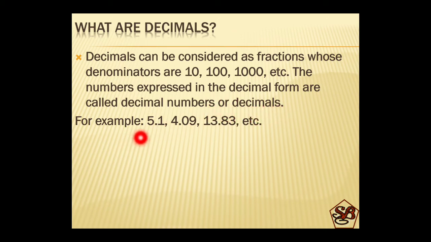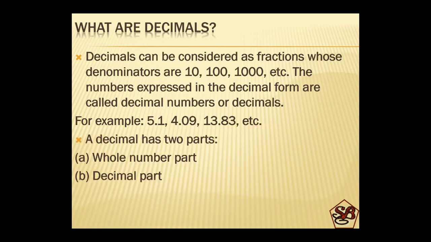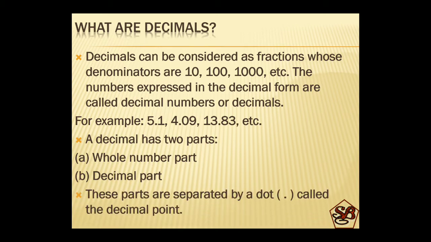For example, 5.1, 4.09, 13.83, etc. A decimal has two parts, whole part and decimal part. These parts are separated by a dot called the decimal point.